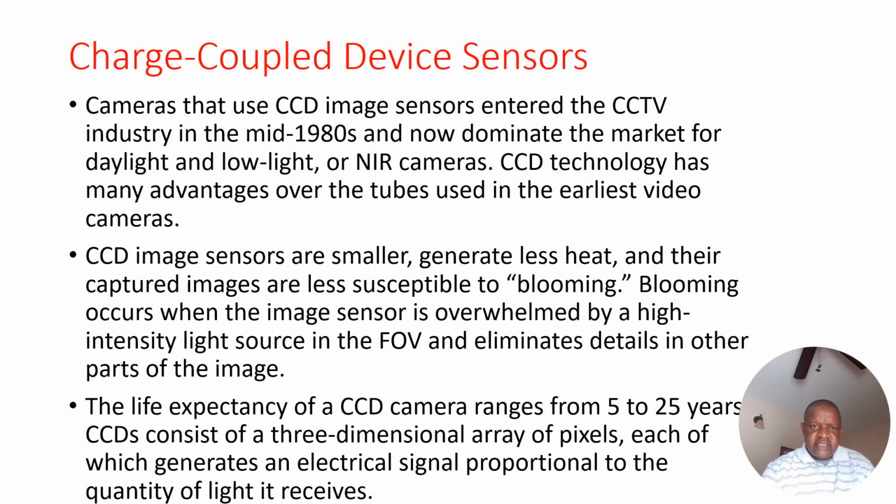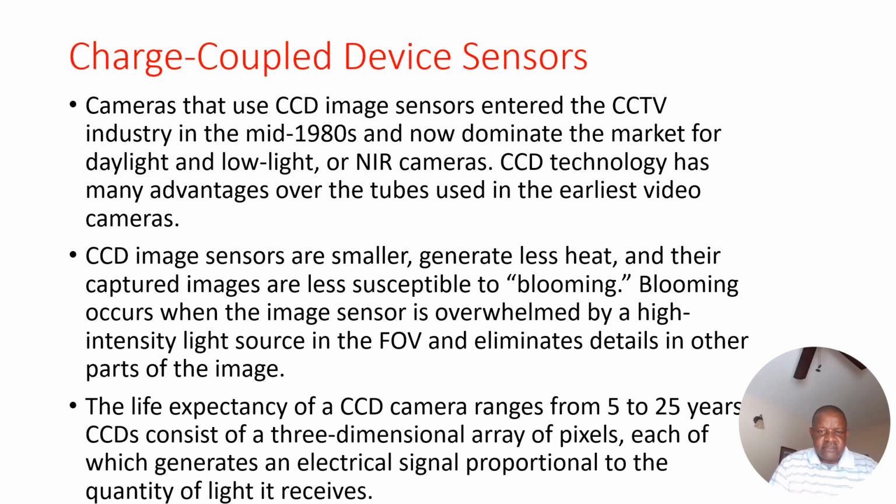And then we have charge-coupled device sensors. Cameras that use charge-coupled device image sensors entered the CCTV industry in the mid-1980s and now dominate the market for daylight and low light or near-infrared cameras. CCD technology has many advantages over the tubes used in the earliest video cameras. CCD image sensors are smaller, generate less heat, and their captured images are less susceptible to blooming. Blooming occurs when the image sensor is overwhelmed by a high intensity light source in the field of view and eliminates details in other parts of the image.